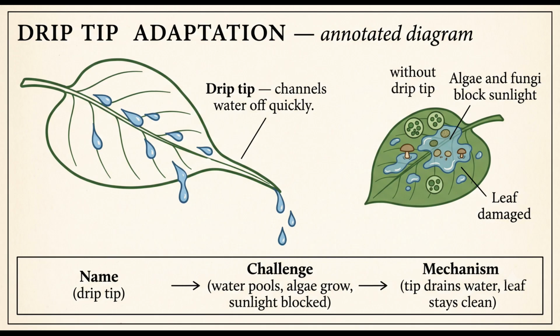When water sits on a leaf surface for too long, it creates warm, moist conditions that promote the growth of algae, mosses, and fungi on the leaf. These colonizers block sunlight from reaching the leaf surface, reduce photosynthesis, and add weight that can physically damage the leaf. Mechanism: the long pointed tip channels rainwater toward the tip and off the leaf rapidly, preventing any pooling. The leaf stays clean, dry, and fully exposed, allowing efficient photosynthesis even during and after rain. Found in the canopy and understory.